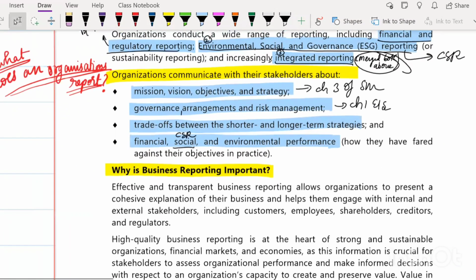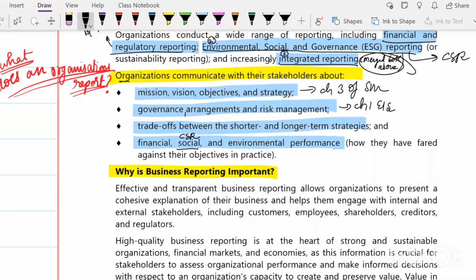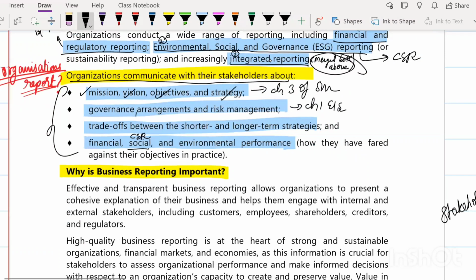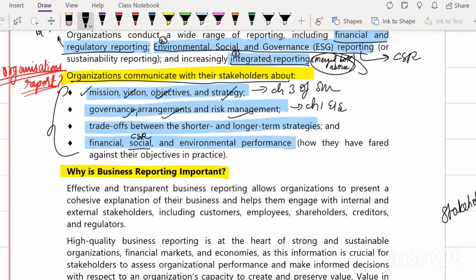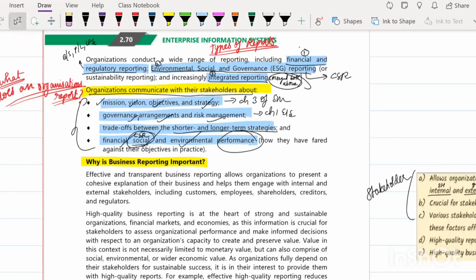Next, organizations communicate with the stakeholders using these reports. What is the organization trying to tell its stakeholders? The organization will tell its mission, vision and objectives, and its strategy. Then it will tell the governance arrangements and risk management which it is doing for the company so it can get better. Then what are the short-term and long-term strategies that the company has, and how it is going to make a trade-off between them. Then what is the financial, social and environmental performance of the company, how much CSR it is spending. All of these things it is going to communicate.